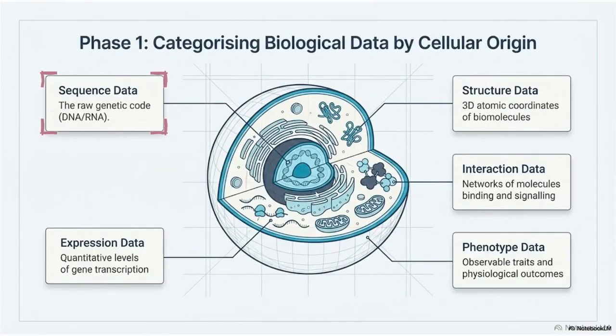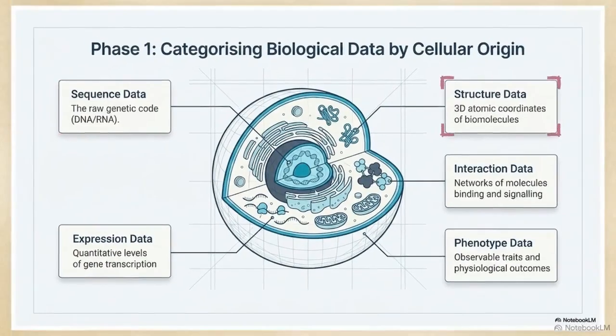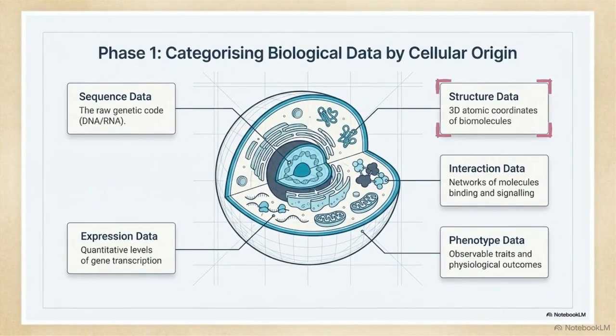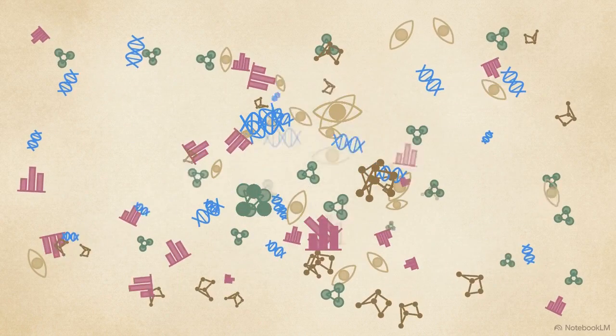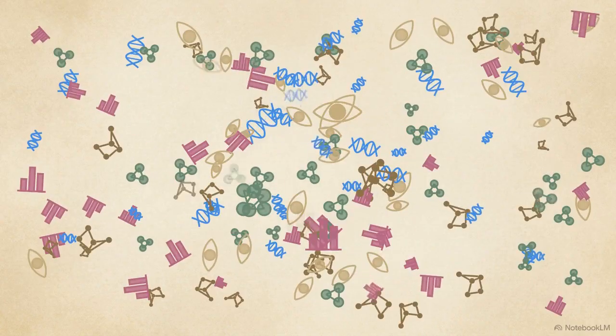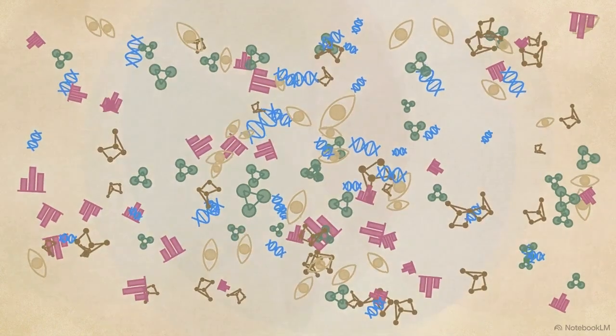Sequence data provides the raw genetic code. Structure data provides 3D atomic coordinates. Expression data measures transcription levels. Interaction data maps signaling networks. And phenotype data records observable traits. Tracking these 5 distinct categories across millions of organisms creates an immense storage and organization challenge that requires a specialized digital architecture.